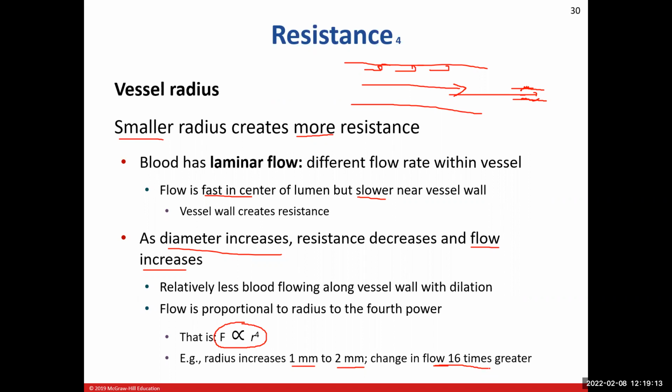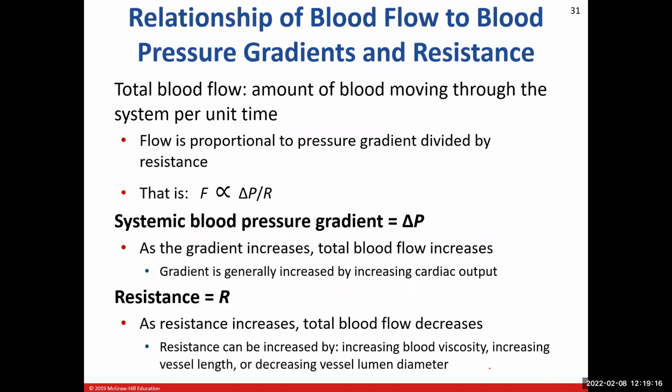Pretty impressive. All right, so that brings me to total blood flow, the amount of blood that's going to be moving through our system, again, per unit of time. That's going to be important. So flow is proportional to the pressure gradient divided by resistance. That pressure gradient, everything I was telling you about, that mean arterial pressure by the arteries compared to the vena cava, and then resistance. And that just includes those three factors that I talked to you about: viscosity, vessel length, or the lumen diameter there. Okay, so when we talk about the systemic blood pressure gradient, that's what we're referring to.